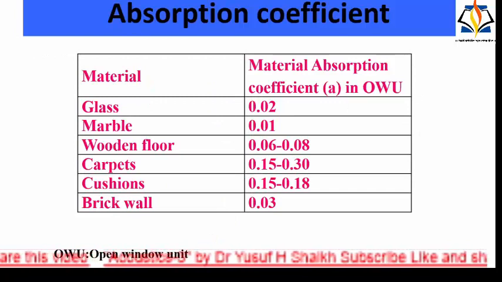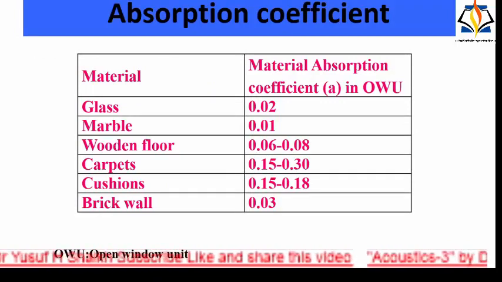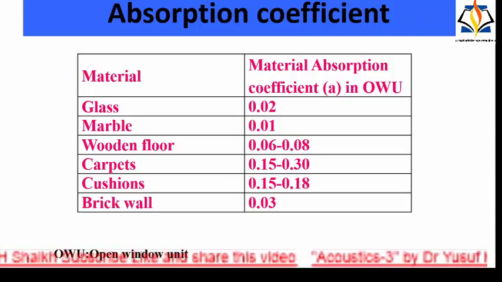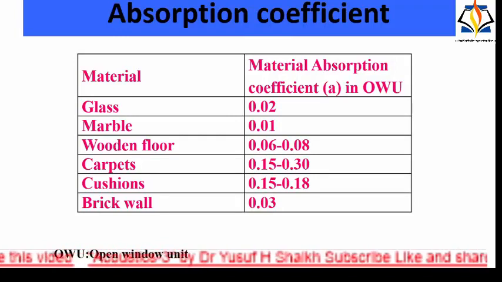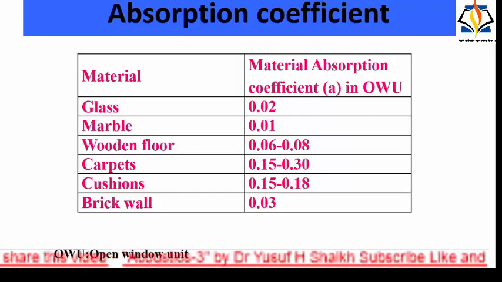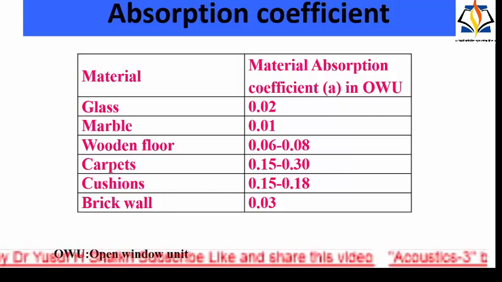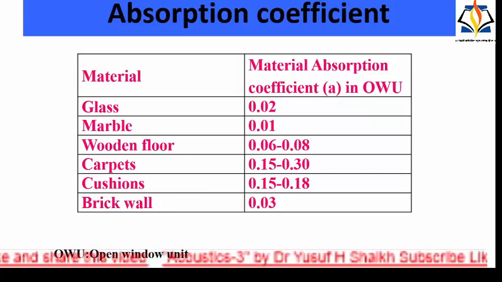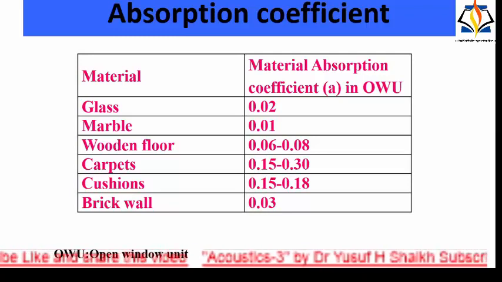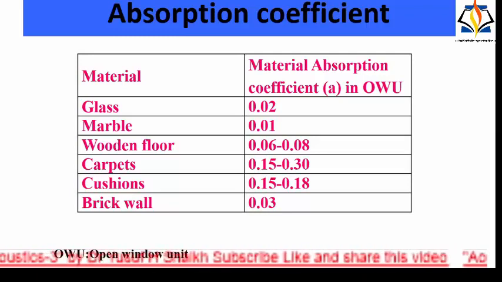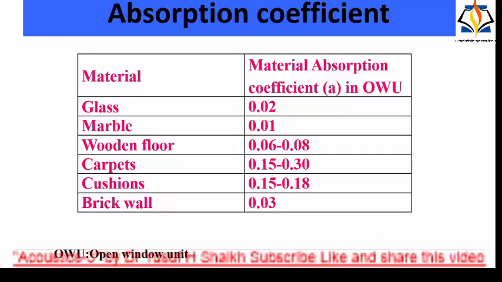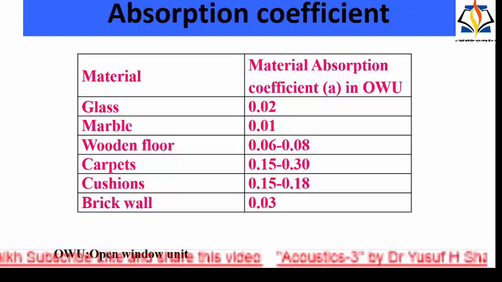Absorption coefficients: glass has absorption coefficient 0.02, marble has 0.01, wooden floor has 0.06 to 0.08, carpet has 0.20 to 0.30, cushion has 0.15 to 0.18, brick wall has 0.03. All these constants are in OWU.